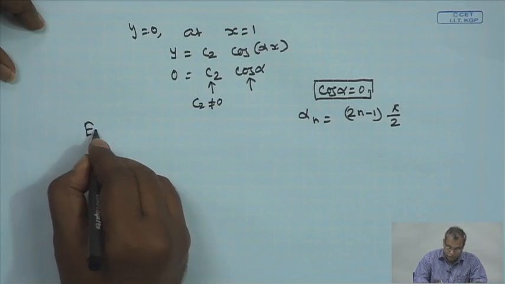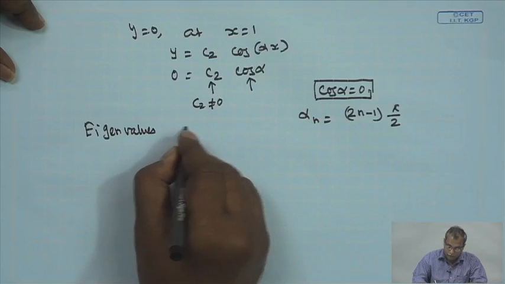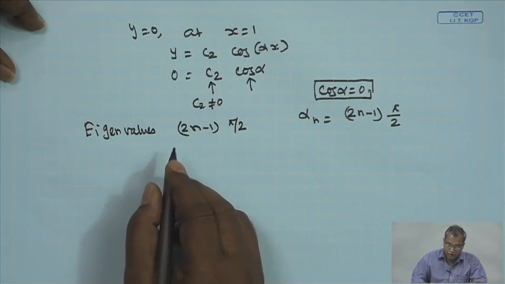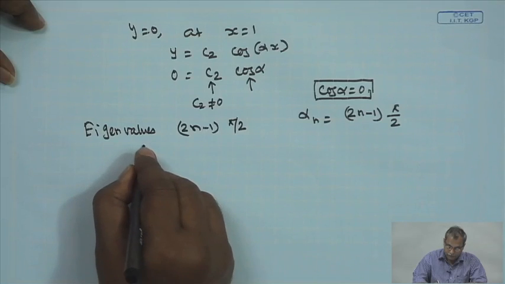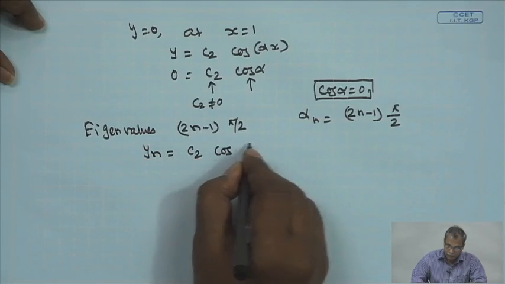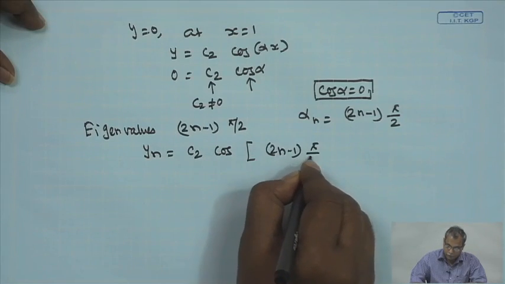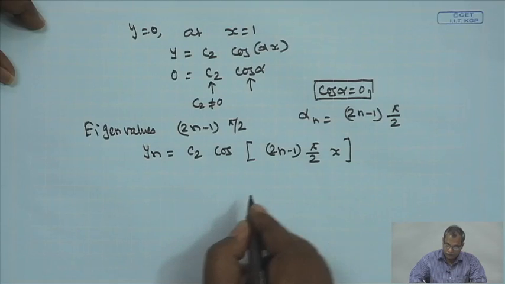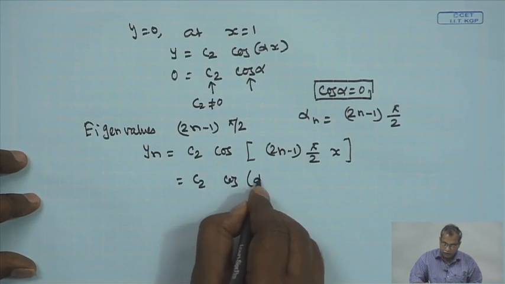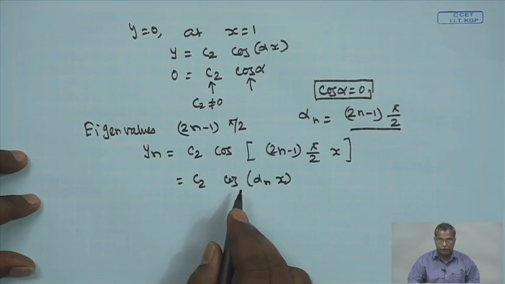So, the eigenvalues are alpha n equal to 2n minus 1 pi by 2, and the corresponding eigenfunctions are c2 cosine of 2n minus 1 pi by 2 times x. These are the eigenfunctions, or we can write them as c2 cosine alpha n x, where alpha n is equal to 2n minus 1 pi by 2.